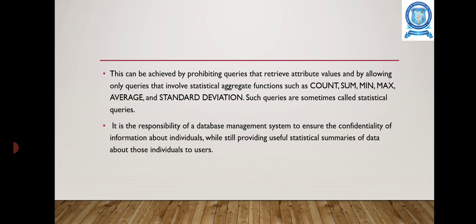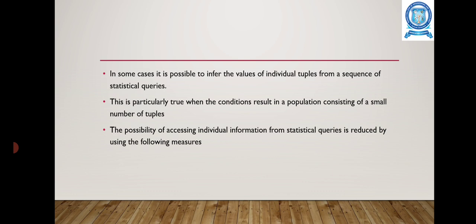It is the responsibility of a database management system to ensure the confidentiality of information about individuals while still providing useful statistical summaries of data about those individuals to users. Provision of privacy protection of users in a statistical database is paramount. Its violation is illustrated in the following figure. In some cases, it is possible to infer the individual tuples from the sequence of statistical queries.